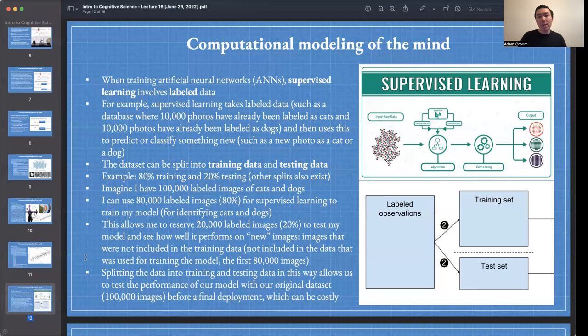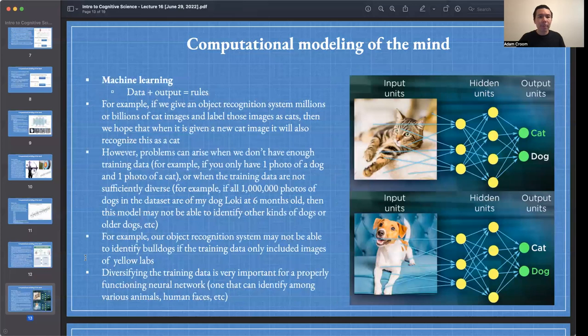So splitting the data into training and testing data in this way allows us to test the performance of our model with our original data set of 100,000 images before a final deployment, which can be costly. For example, if we give an object recognition system millions or billions of cat images and label those images as cats, then we hope that when it is given a new cat image, it will also recognize that image as of a cat.